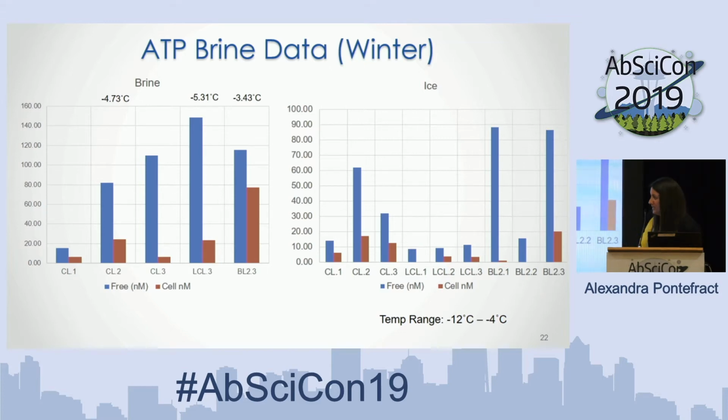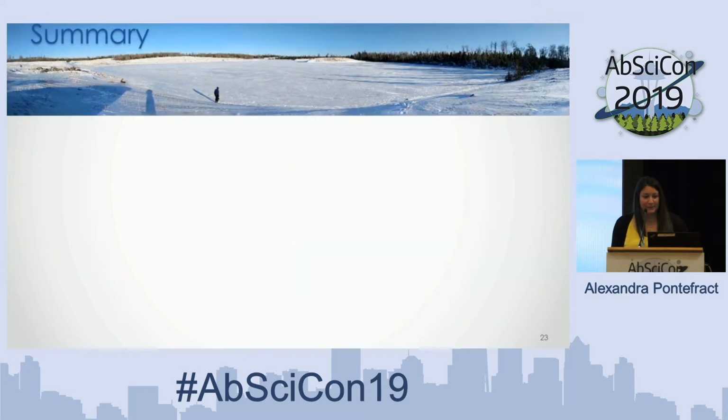Then just to follow up from that, we did look at the ices, and there's not really a strong correlation with distance from the shore. LCL is constant across the 3 different sites, and then we have a lot of variation in BL, Basque Lake 2, and we don't know why that is, so it's still something we're looking into.